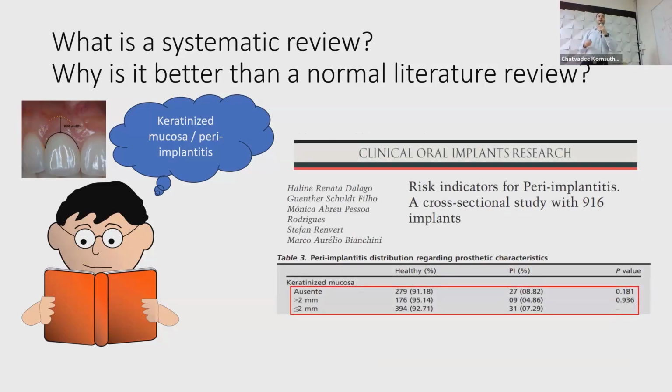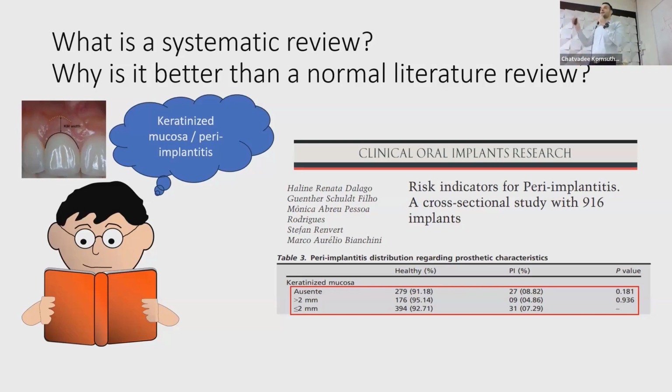You read another paper, and the same result here. Sorry, the p-value is not clear. So the p-value is not significant, again, which means that if I have keratinized mucosa that is less than 2 millimeters or more than 2 millimeters, I will not have any difference in the risk of developing future peri-implantitis. So you read 4, 5, 6 papers about the same thing, and you have the same conclusions from all the studies that you read. So again, narrow keratinized mucosa is not a risk factor for peri-implantitis.